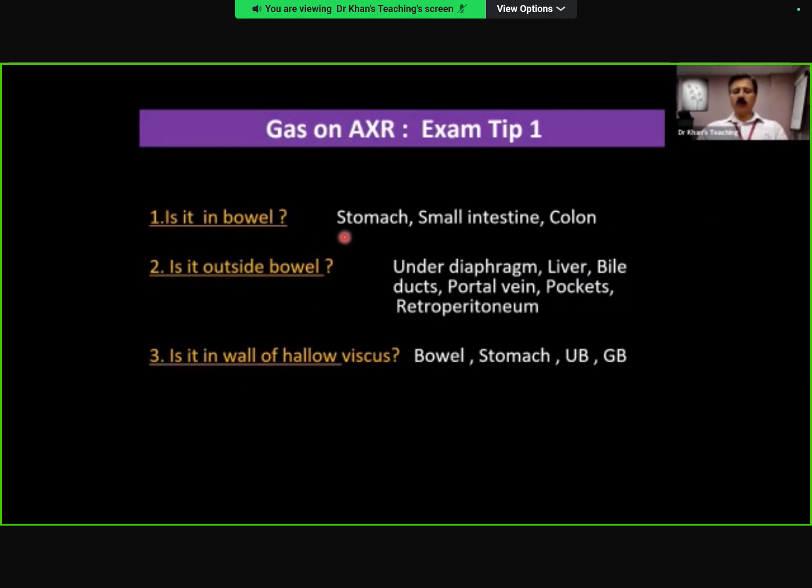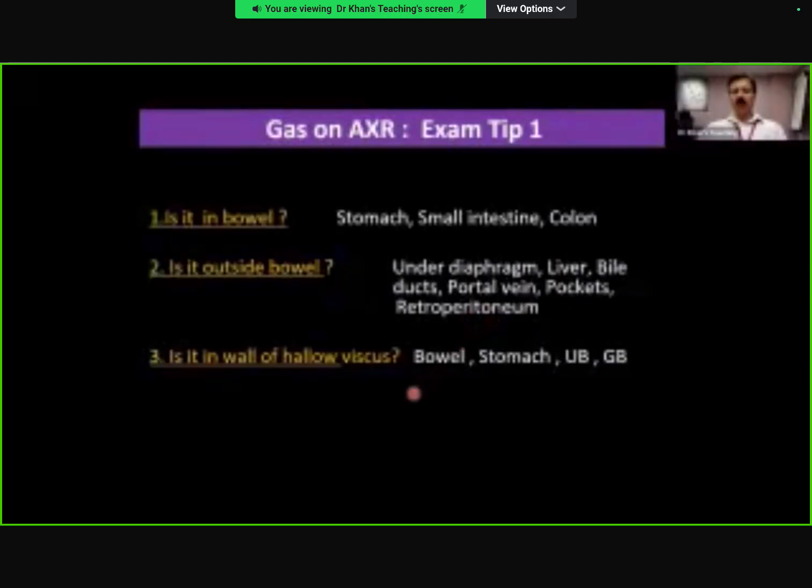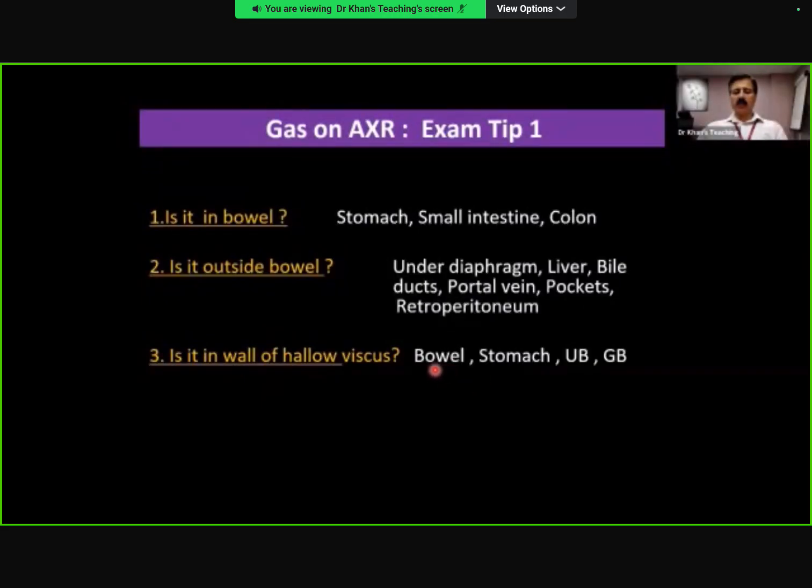So within the bowel, it can be within the stomach, small intestine or colon. Outside the bowel, it can be under the diaphragm, within the liver or any other viscera, in the bile ducts, the portal vein, there can be pockets of free air, or it can be in the retroperitoneum. All of these are exam cases. Here, the gas is present in the wall of the viscera, and again, they will come in the exam. Is it in the bowel loop, the stomach, urinary bladder, or gallbladder, etc.? I'll show you examples.